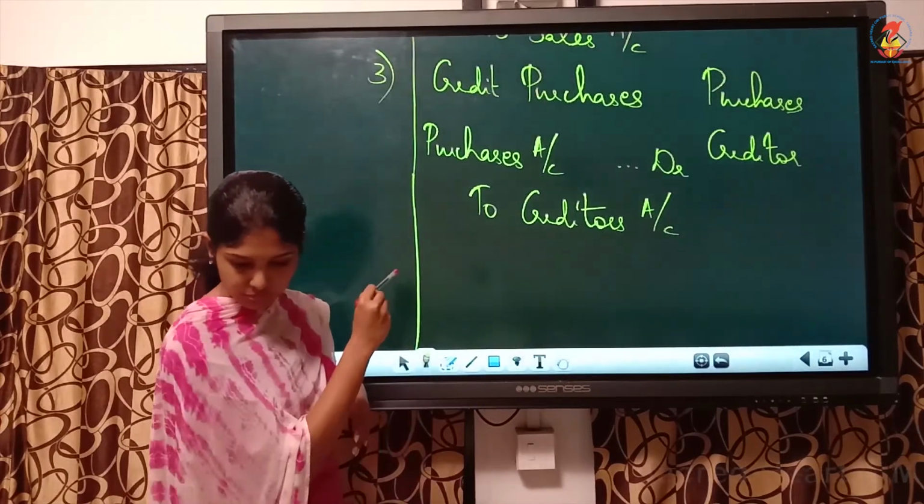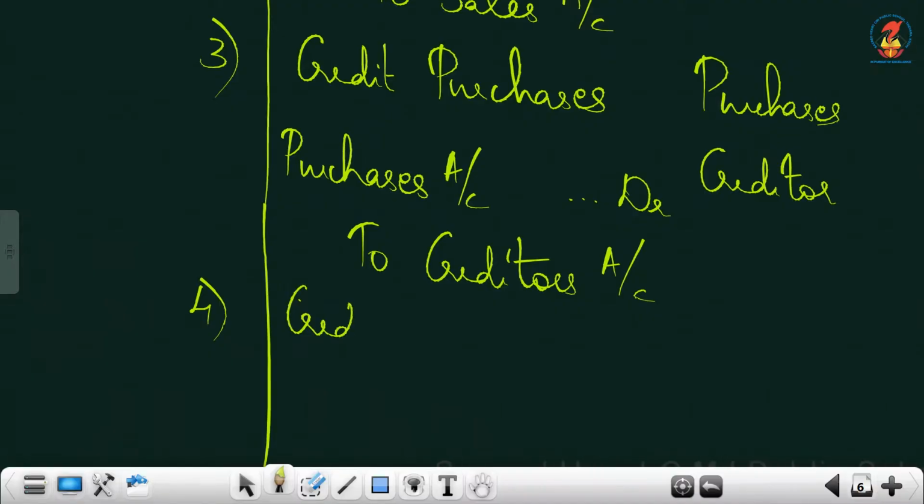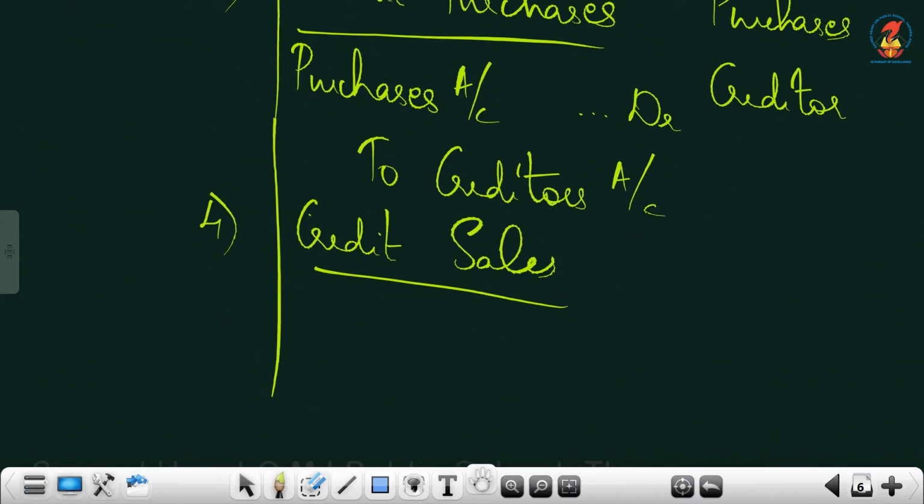Fourth one, no? Yes. Credit sales. You can underline the headings. Okay. Yes, credit sales. So identify the two aspects, two items.